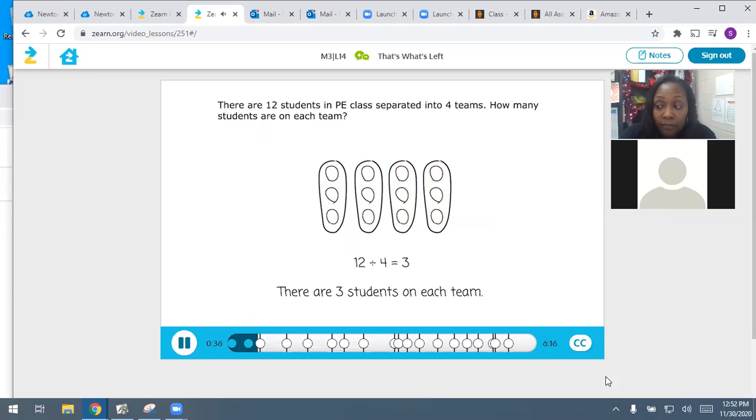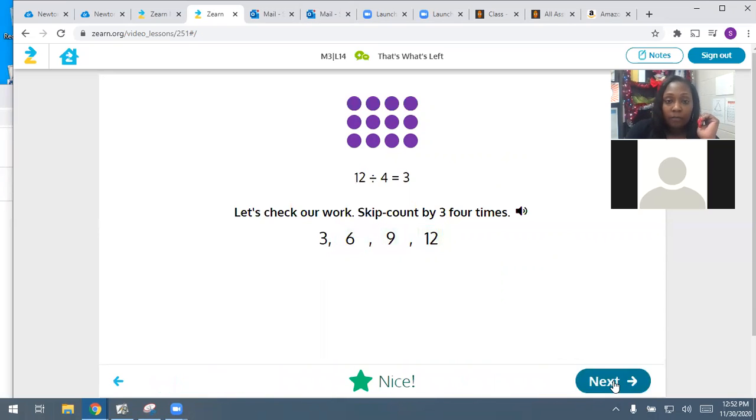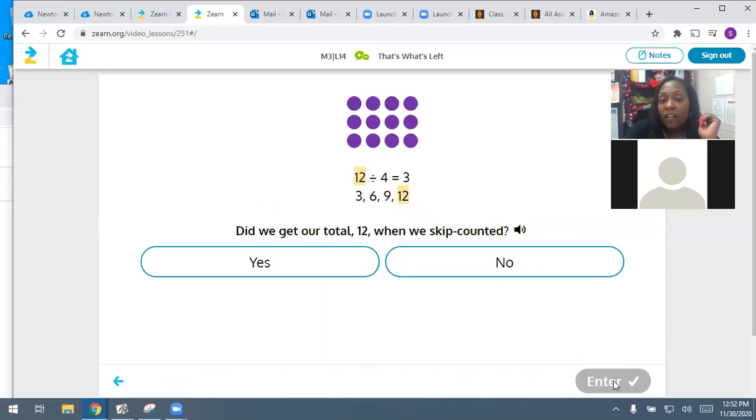Awesome. How can you check your division? Okay, guys, think, how would I check my division? So it says, let's check our work by skip counting 3 4 times. So 3, what comes after 3 when we skip count? 6, 9, 12. Did we get to 12? We certainly did. Do we get our total 12 when we skip count it? Did we get it? Yes, we did.